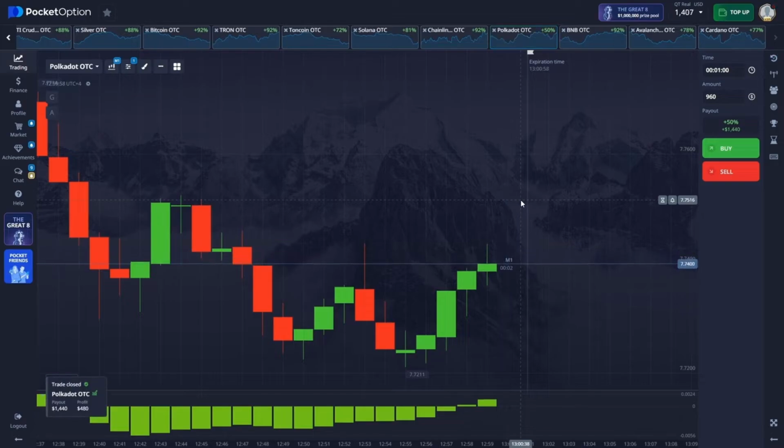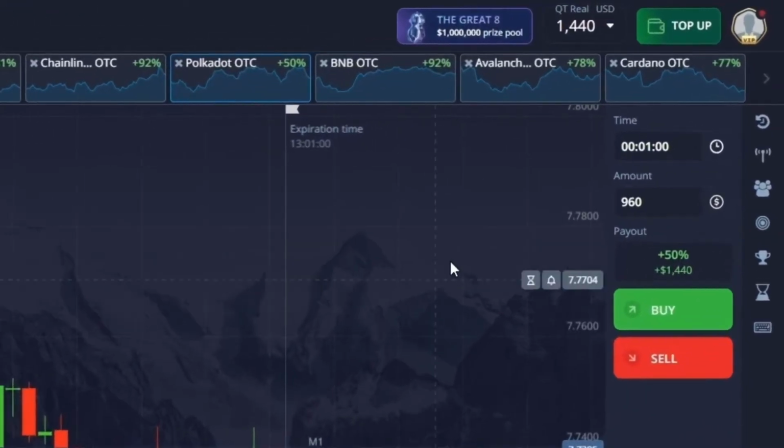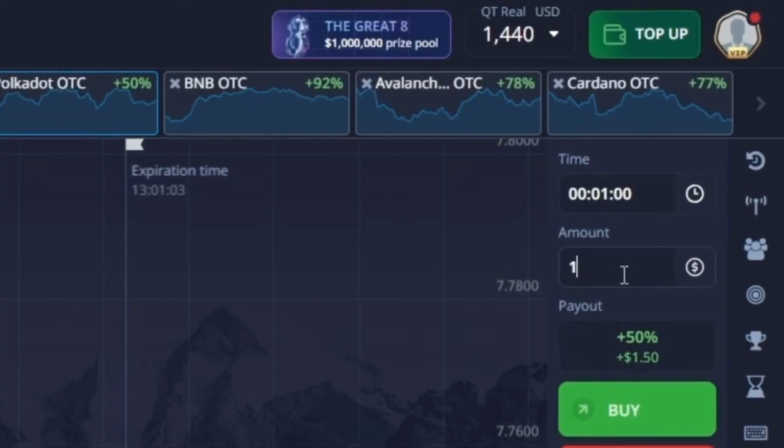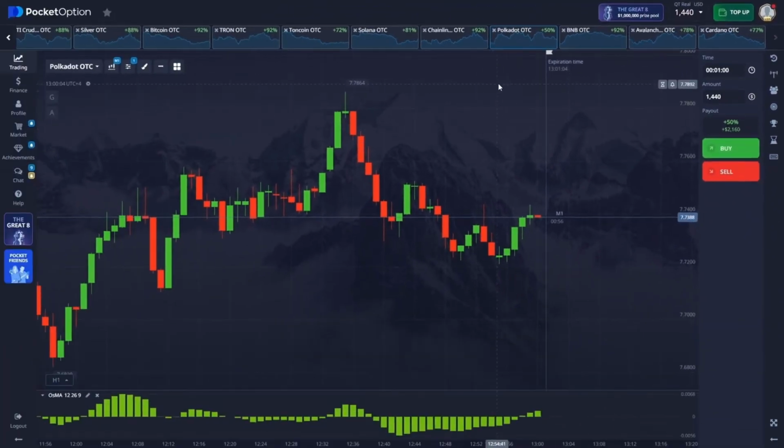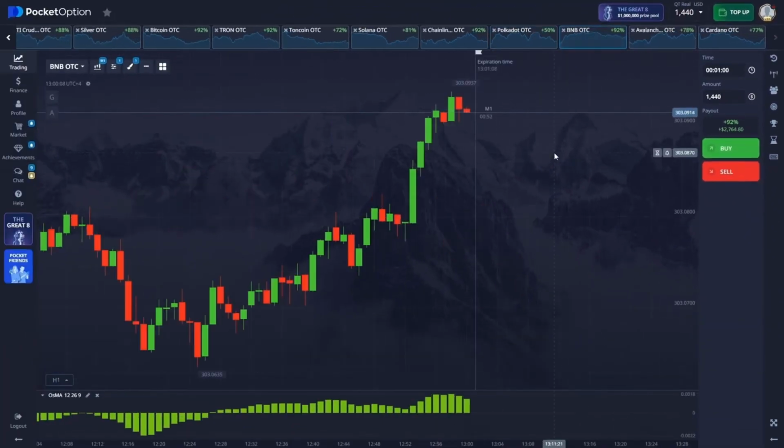Only a few seconds left and I won another trade. Now my balance has turned into $1,440. Let's find a trade for $1,440.